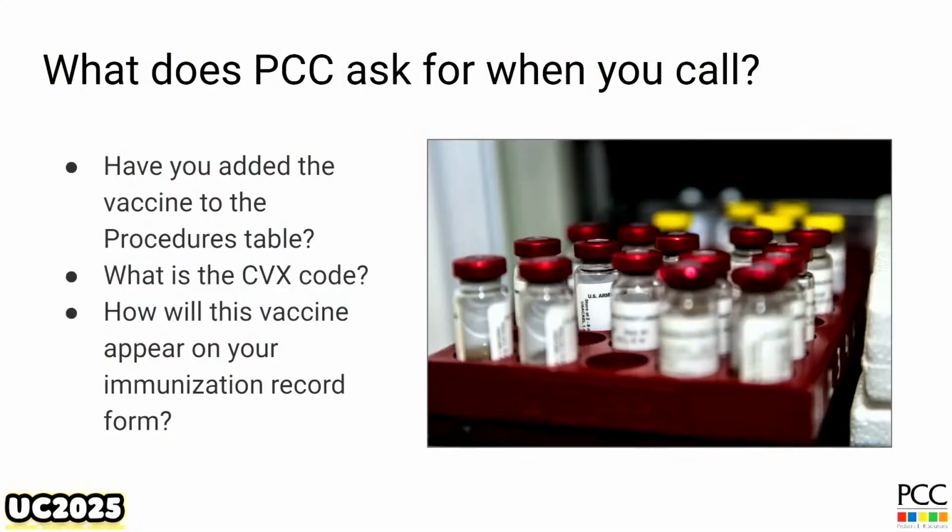What do we ask for when you call us to say you have something to add there? We're going to make sure, one, have you added this to the procedures table? The next step is, do you know the CVX code for that? If you don't, but you have the NDC code, we can also do some mapping. There are mapping tables online to find what that is, but we just want to verify that it is the right actual product and is being linked up correctly for our reporting.